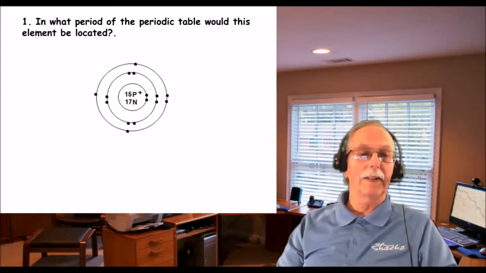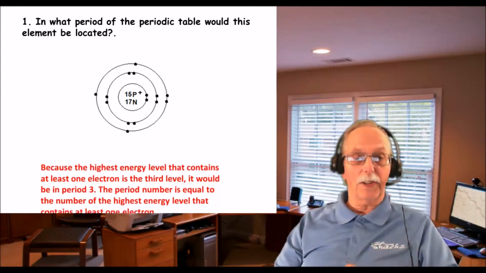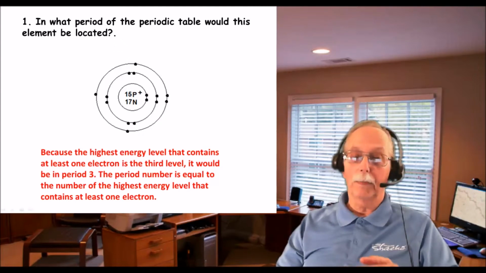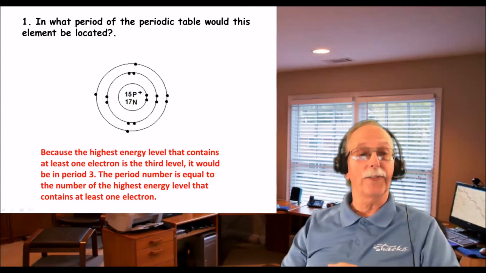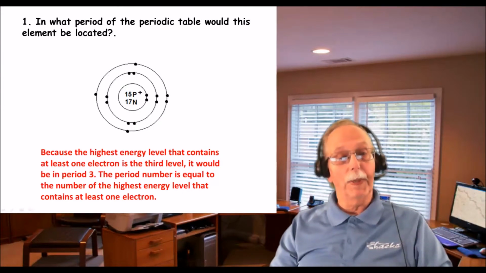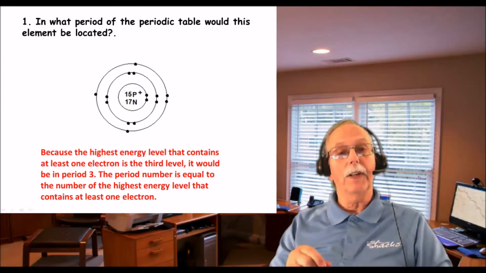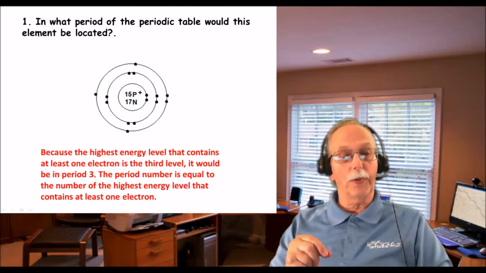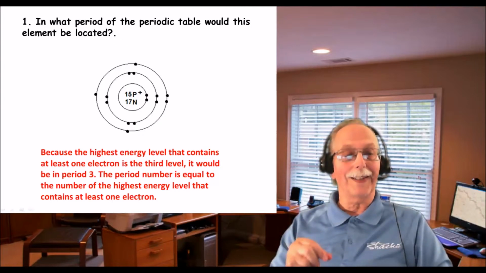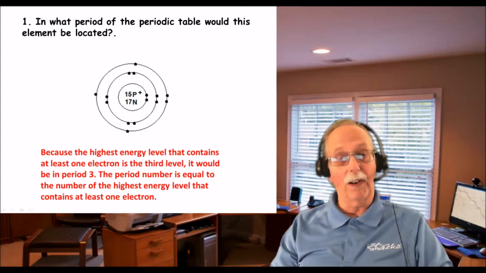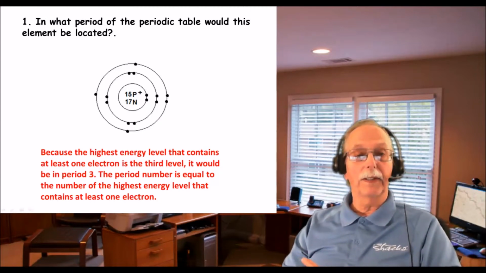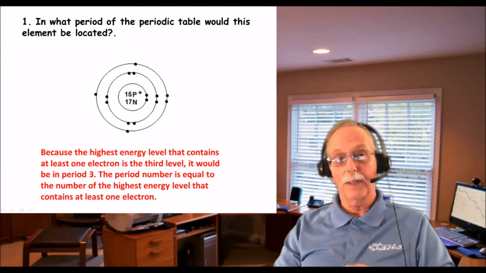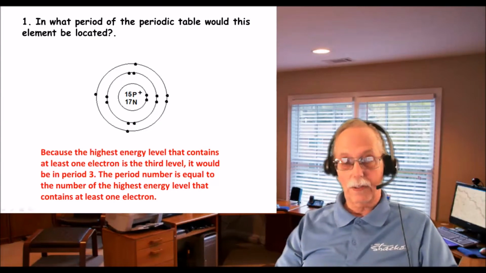Well, if you're back, let's take a look at the answer. The answer is, because the highest energy level that contains at least one electron is the third energy level, it would be period 3. The period number is equal to the number of the highest energy level that contains at least one electron. That's for all atoms. An atom, for instance, in the 4th period is going to have electrons in its highest energy level, the 4th level, and so on. Let's take a look at another question.